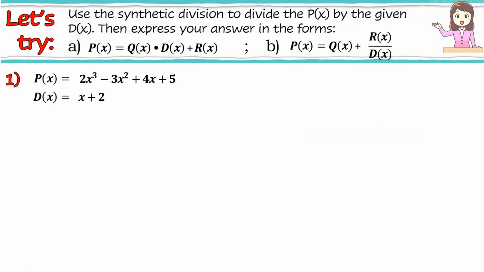Okay, let's try problem number 1. Use the synthetic division to divide the given p of x by the given d of x. Then express your answer in the forms. Letter A, p of x is equal to q of x times d of x plus r of x. And letter B, p of x is equal to q of x plus r of x divided by d of x. So, ang ating given number 1, ang ating polynomial dividend ay 2x cubed minus 3x squared plus 4x plus 5. Ang ating divisor is d of x is equal to x plus 2.